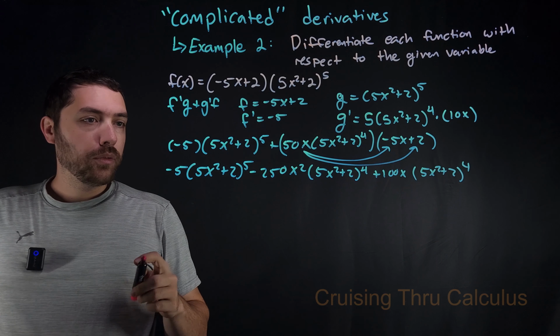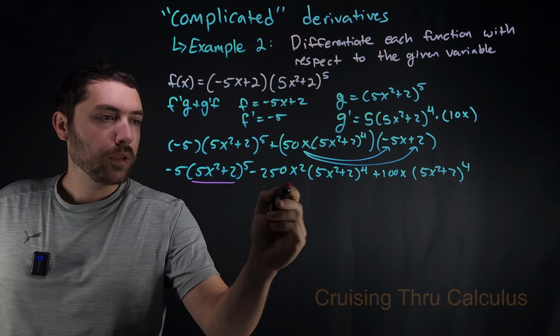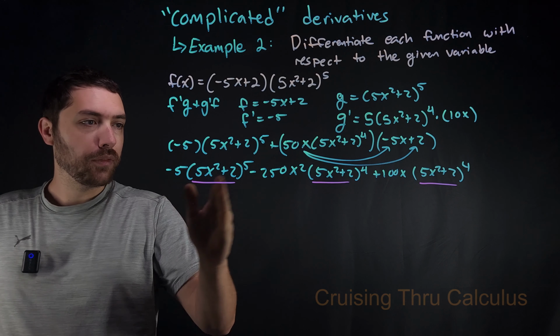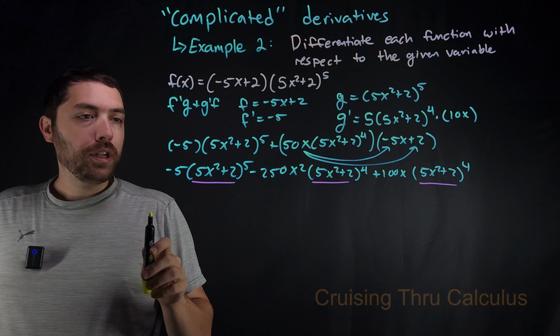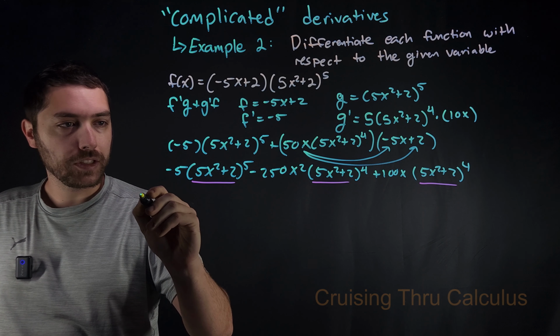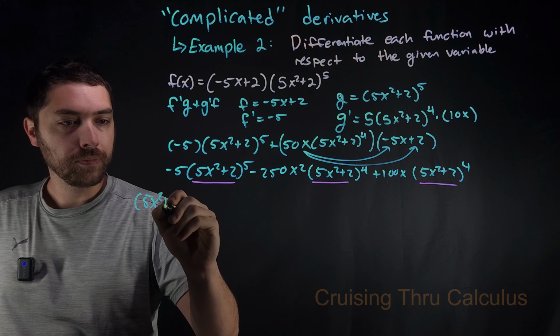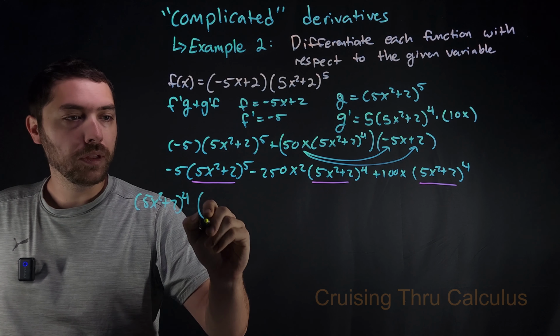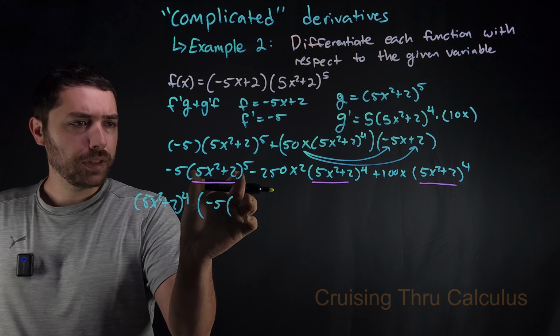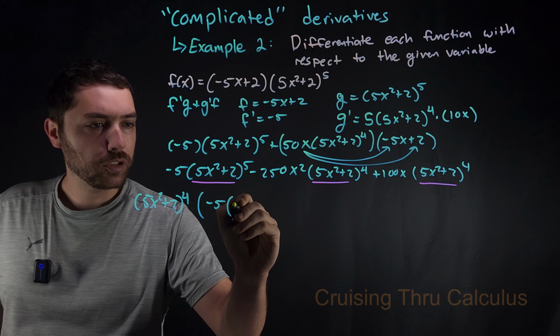All right, now as I look through this, I notice that there is a 5x squared plus 2 present in every one of these terms. So I'm going to factor a 5x squared plus 2 to the fourth out, because that is the GCF here. Okay, let's see what that leaves us with. We have our negative 5 here. Now this piece, I took 4 of them out, so that leaves me with just 1 of them.